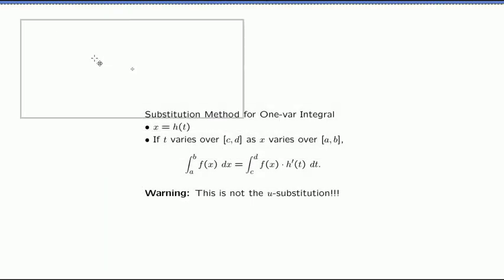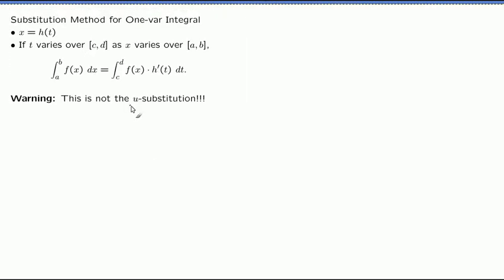Substitution method. And we've been using U substitution for one variable a lot, right? But there's a different substitution method, and I'm saying this is not the U substitution method, right? Because if we usually write U equals the stuff in terms of X, like this, and then you differentiate it and multiply the reciprocal.